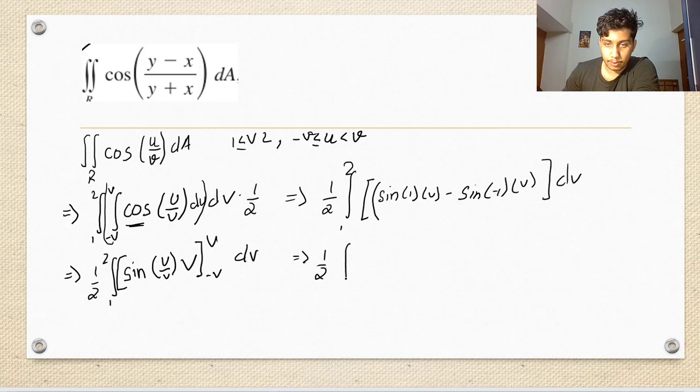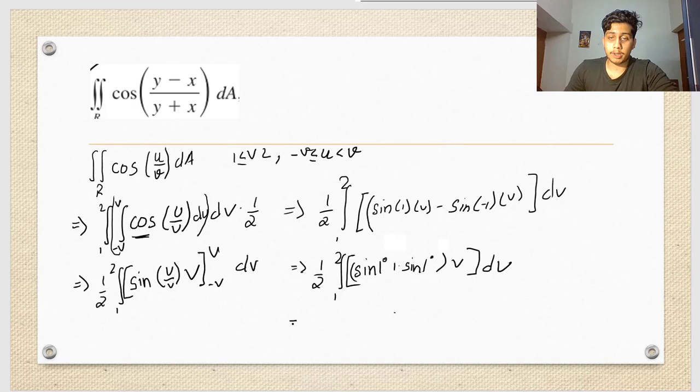By 2, 1 to 2, sine 1 plus sine 1, v dv. And from the trigonometric property, we know that the above equation will look like 2 sine 1 into v dv.